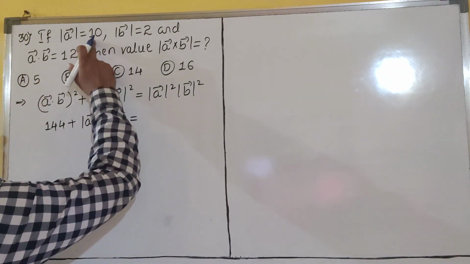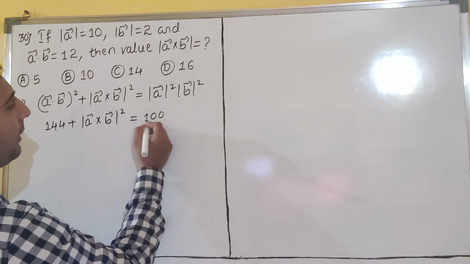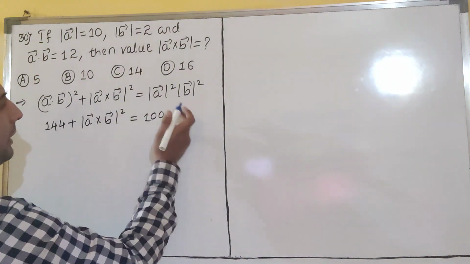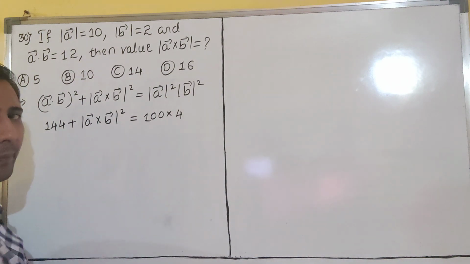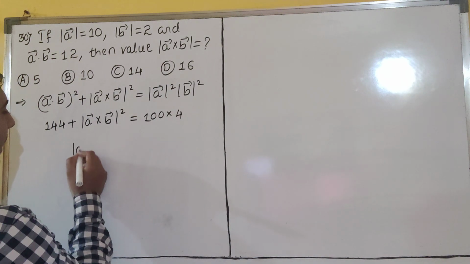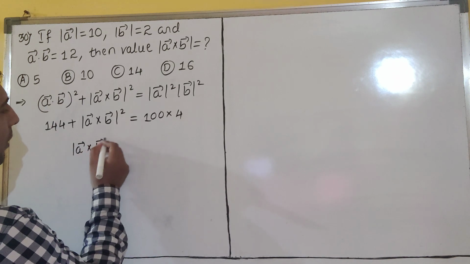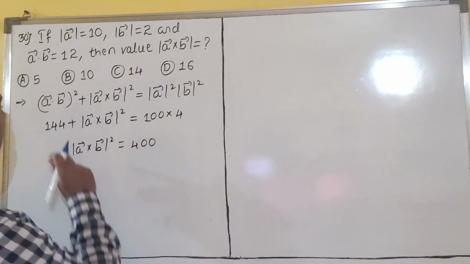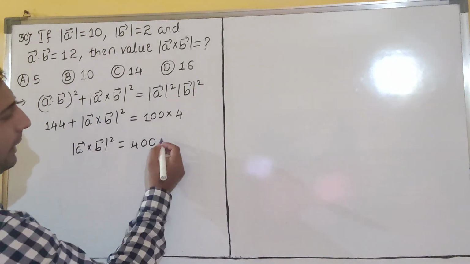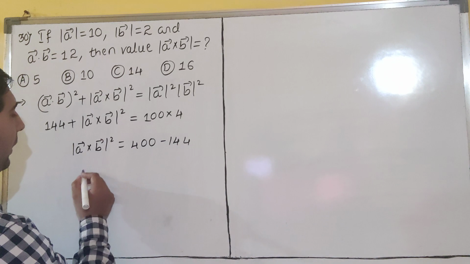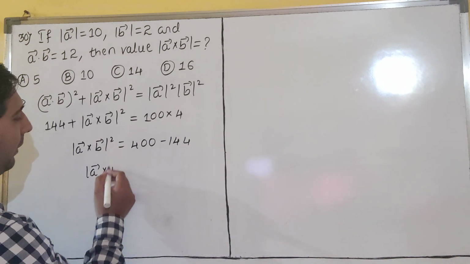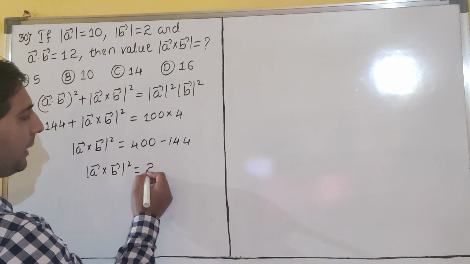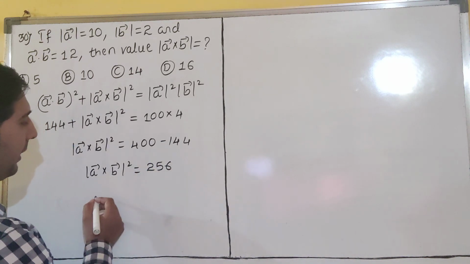Magnitude of A square means 10 square, 100, and this is what? B square. Magnitude of B square means 2 square. 2 square is 4. So now see here what will happen. So how much will you get? You see, 100 into 4 is 400, plus 144 you take this side, that will become minus 144. So A cross B whole square, 400 minus 144, that is 256, dear students.